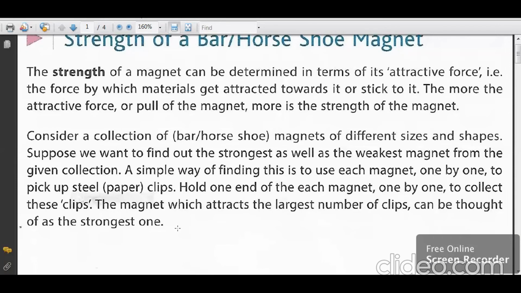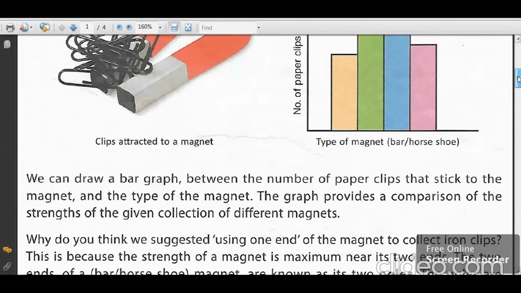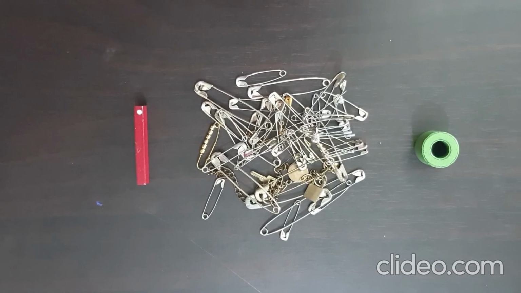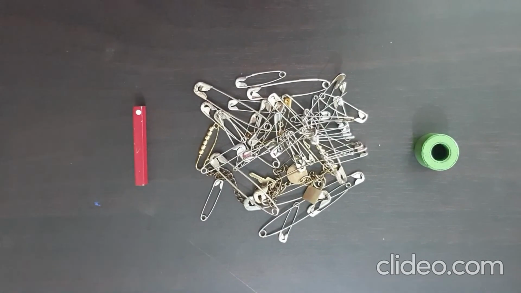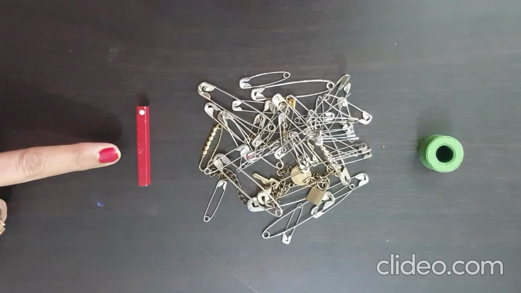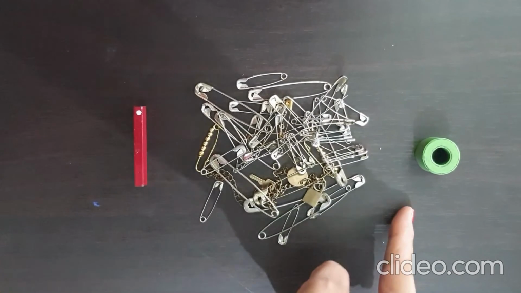Suppose we want to find out the strongest magnet from the given collection. Now, the strongest magnet will be the one that attracts the largest number of metal objects towards it. Also, we can draw a bar graph for comparing the strength of different magnets. For the determination of strength, let's perform a simple activity using a bar magnet, a circular magnet and some metal clips.